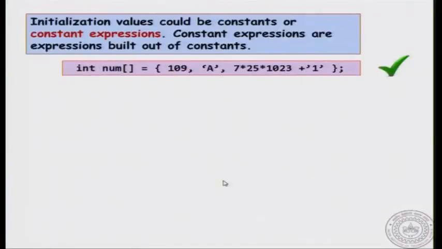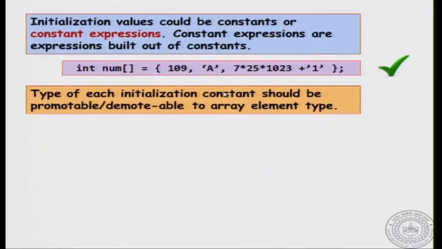Okay. Now just like size can be not just numbers, it can also be constant expressions. We can also have constant expressions as initialization values. So for example, I can give num equal to 109, then the character value 'A'. Character value 'A' means it will take the ASCII value of 'A', 65 or whatever it is. So the first number will be 109, the second number will be 65, let us say, if the ASCII value of 'A' is 65, and the third value will be 7 * 25 * 1023 plus the character constant '1'. So whatever the ASCII value of the character '1' is, let's say 90 or something, it will be added to this constant expression and it will be initialized to that value. num[2] will be the result of evaluating this expression.